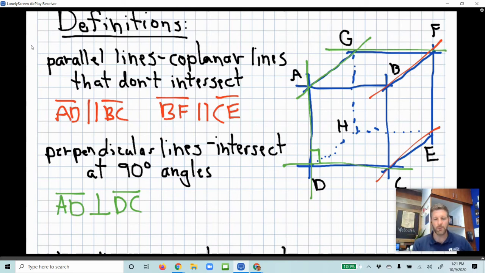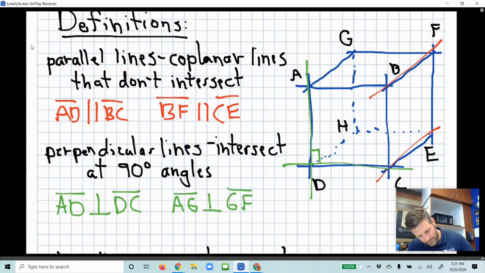And again, you can find other examples, AG and GF. Those two lines are perpendicular. Again, it looks kind of like a wider angle, but just imagine that's the depth drawing of a cube. If you look straight down on AG and GF, they would also form a 90-degree angle. So we could also give another example, like AG is perpendicular to line GF. Okay, so we have parallel and perpendicular lines.